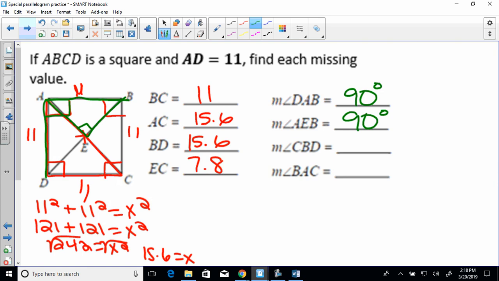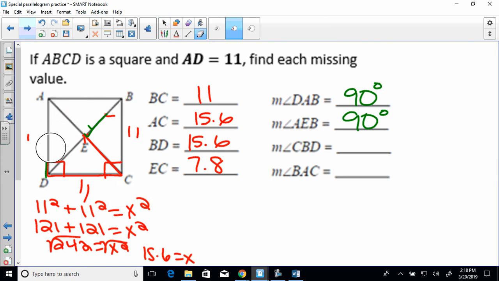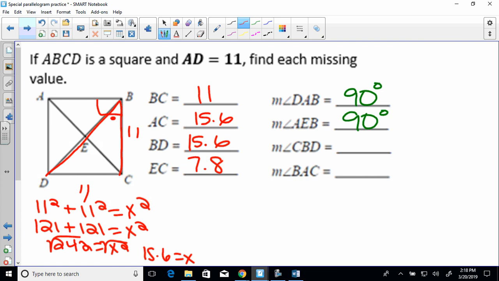And then our picture is getting a little complicated, so I'm going to erase some of this off. And so now we're looking for angle CBD. CBD, which is this piece here. But you know the entire angle would be 90 degrees. The diagonals bisect the angles, so CBD must be 45 degrees. And then if I'm looking for angle BAC, I'm looking for this angle here, which is also going to be half of the 90-degree angle, so that's 45 degrees.